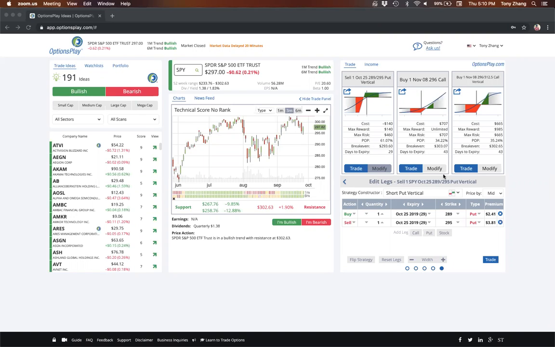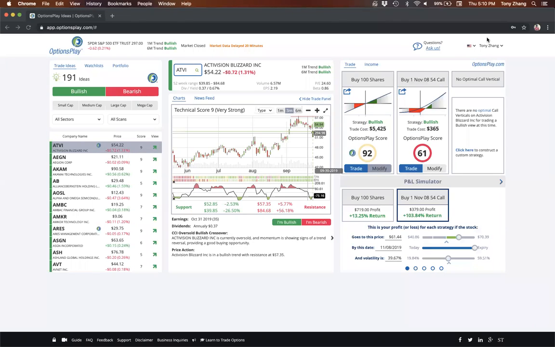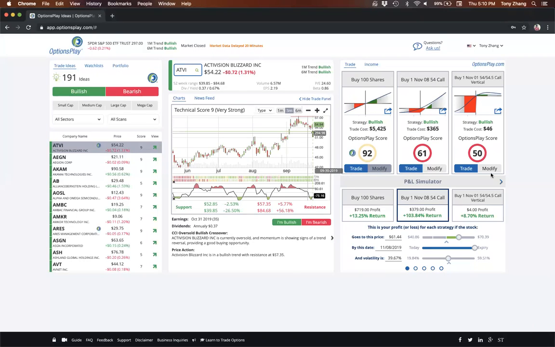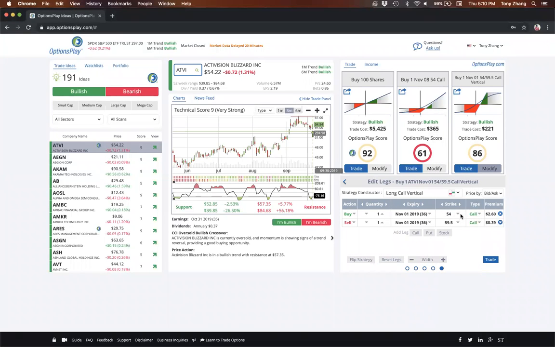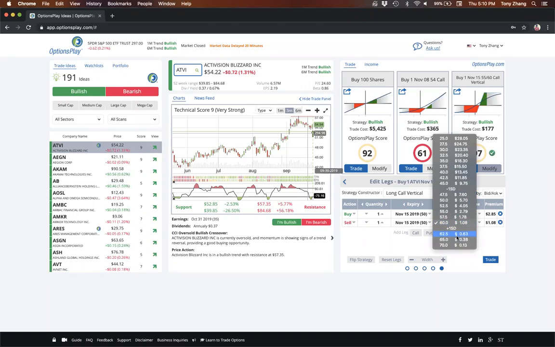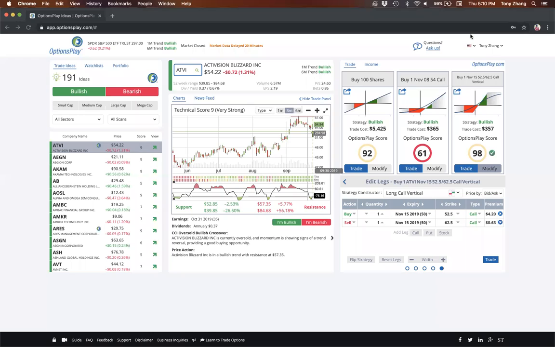My OptionsPlay shows no optimal call verticals for Activision. So yeah, at the moment, I see that as well. My guess is that it's because the closing bid-ask right now is probably not very favorable. You can always construct your own and see what's available, but I'm guessing it's because the strikes that are currently available are not particularly favorable. But as you can see, if you really fiddle around with it a little bit, you are able to find some strikes that make sense.